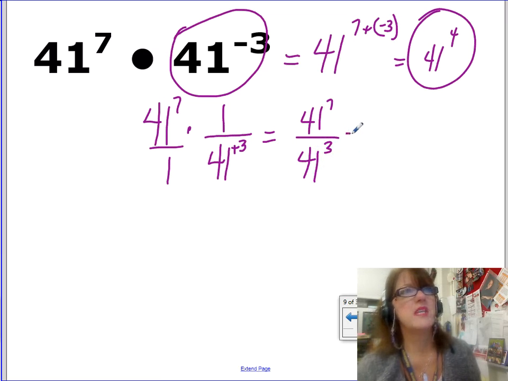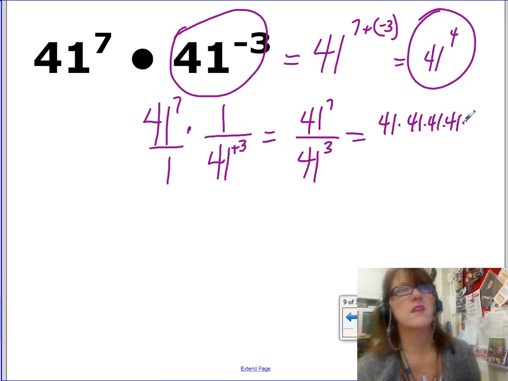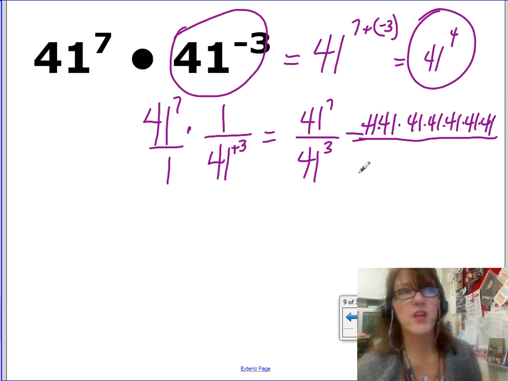And here's what this means. 41. Oh, my stars. I had to pick a 7, didn't I? All right, how many have we got? 1, 2, 3, 4, 5, 6. Got to throw another one in here. That's in the numerator. In the denominator, you have 3 of them.